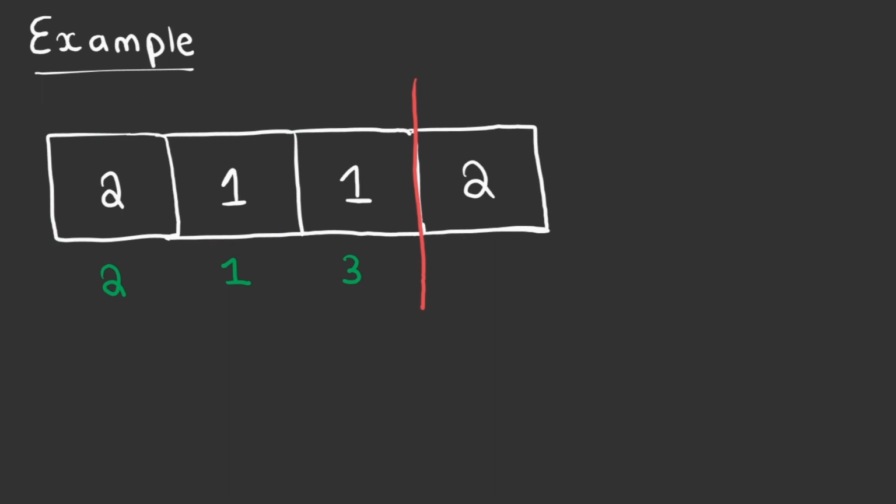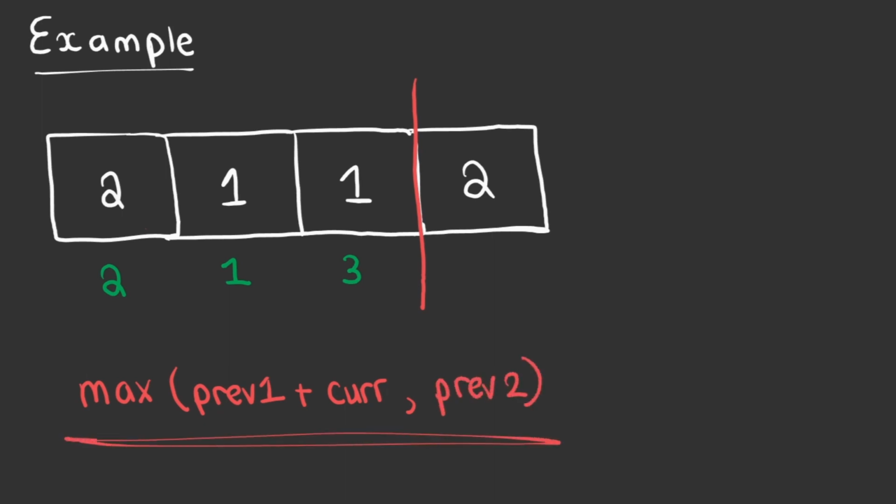So we had two choices. We could either rob the first house and the third house, or only the second house. So the way we get the value for the third house is simply by taking the maximum of the first house plus the third house. So we'll refer to the first house value as previous one. So we can say previous one plus the current house value, or we can refer to the second house as previous two, and we simply evaluate this to get the third house value.